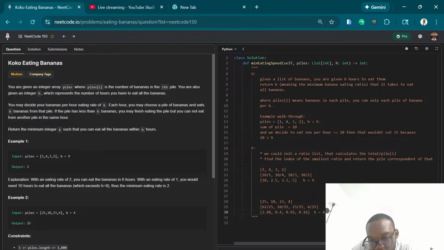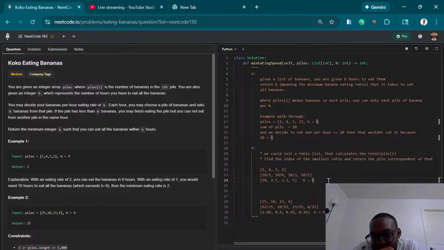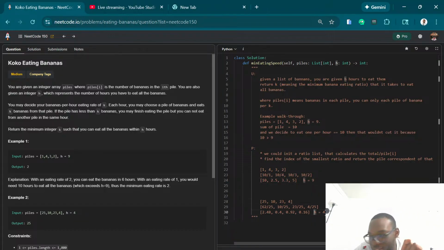So it's technically the highest. The index of the highest divisible that is lower than h. This is crazy, it's quite weird, but technically it's the index of the highest divisible.